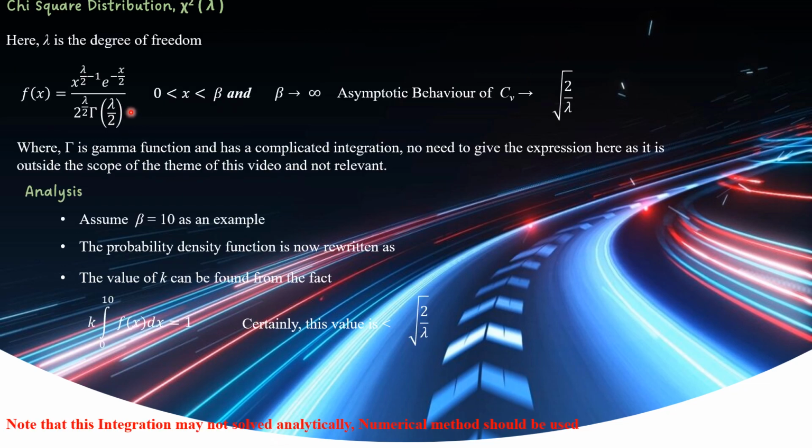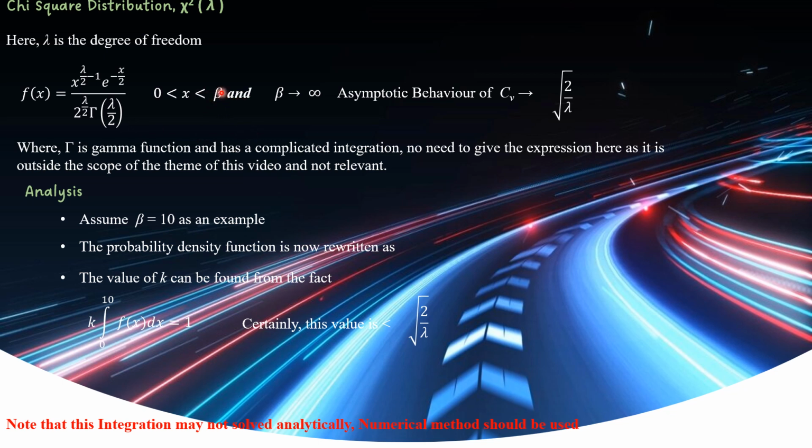Now, another distribution, which is called the chi-square distribution. This chi-square distribution is slightly a bit more complicated than the others. Okay, but we are not going to deal with the integration part here, just try to understand the concept.